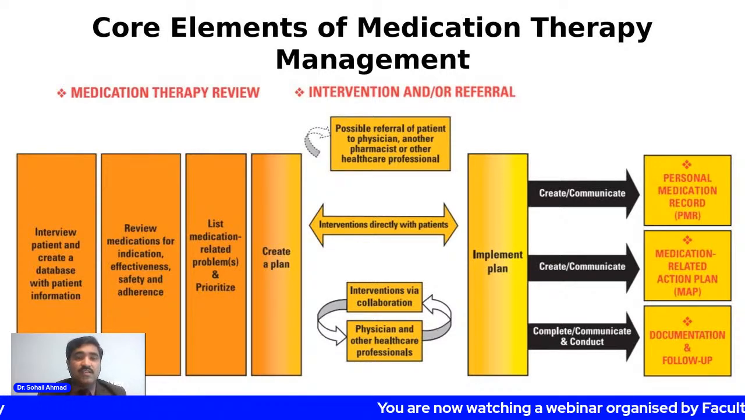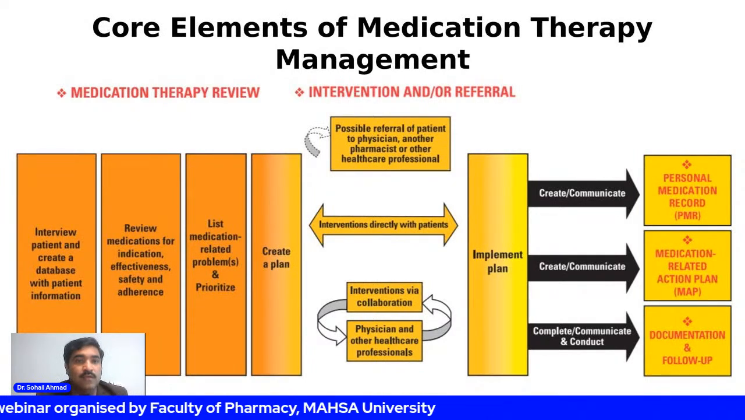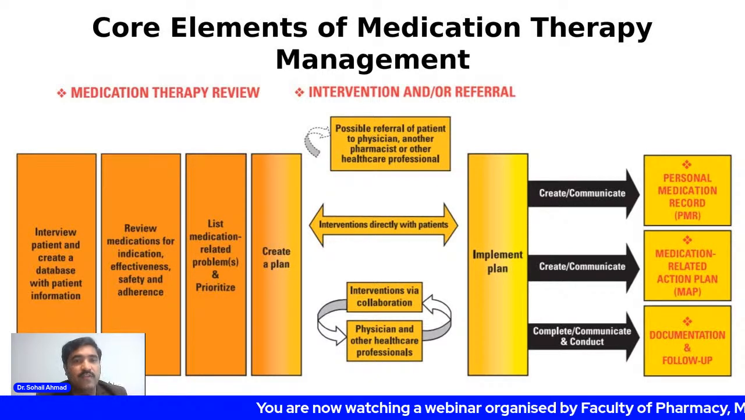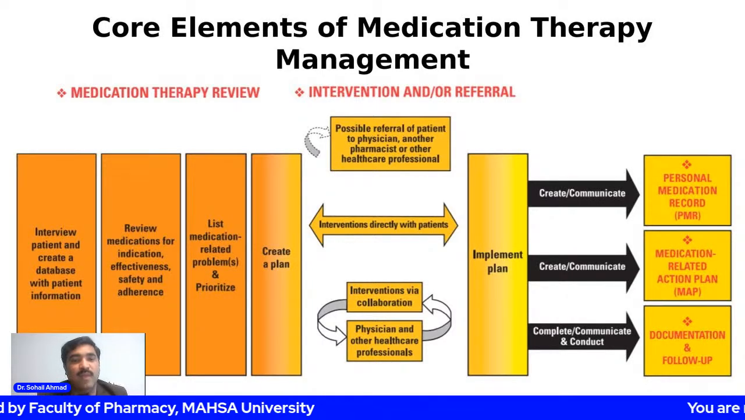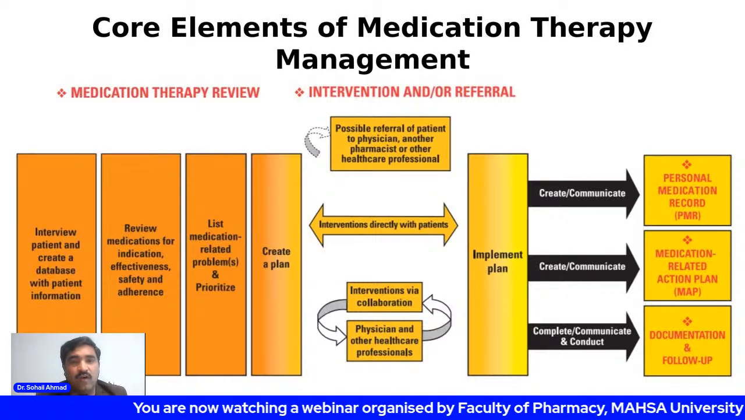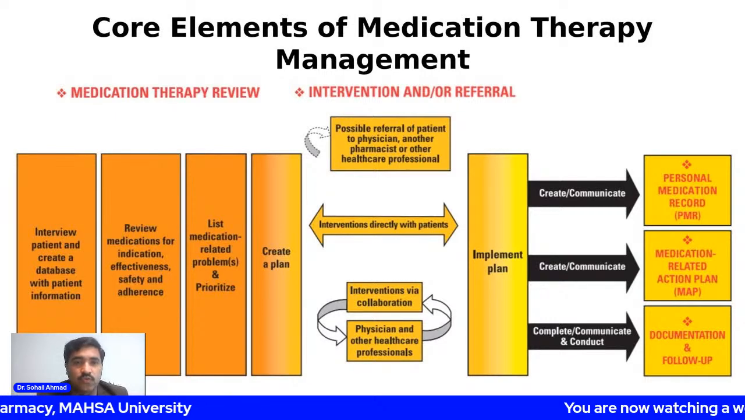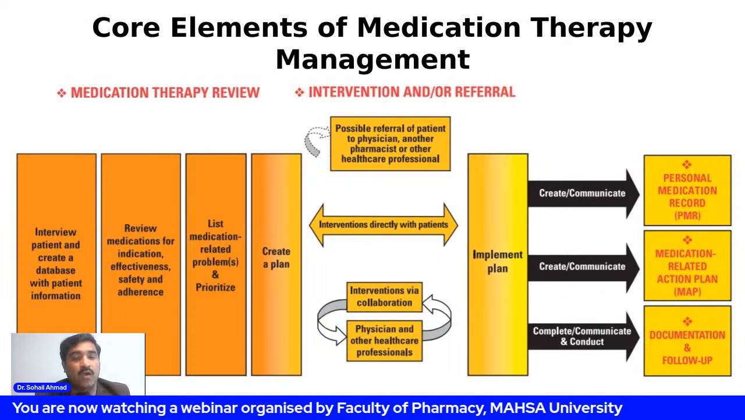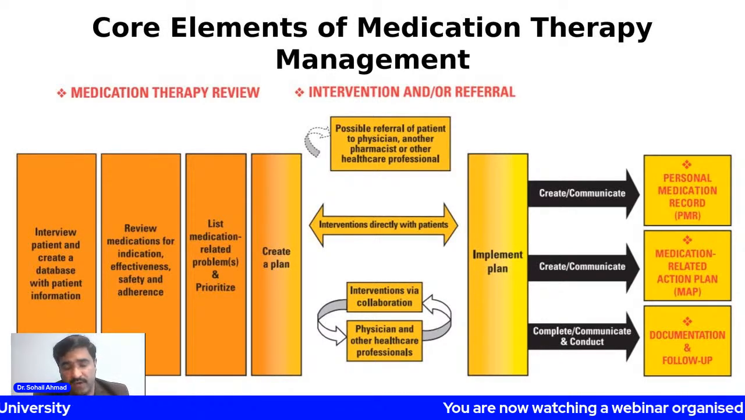The core elements of medication therapy management can be categorized into two phases: medication therapy review, and intervention and/or referral. In the medication therapy review, the patient is interviewed, a database of patient information is created, and then the medication is reviewed for indication, cost effectiveness, safety, and adherence. The medication-related problems are listed and prioritized, and a plan is created. I always recommend to my students in clinical pharmacy to follow the Pharmaceutical Care Network Europe classification of drug-related problems. It is a very comprehensive tool that allows students and even working pharmacists to identify drug-related problems and prioritize which problem should be addressed first, and which problems can be considered for a later part of the plan.